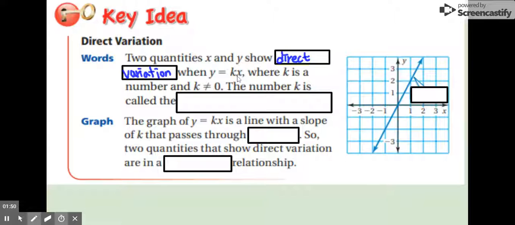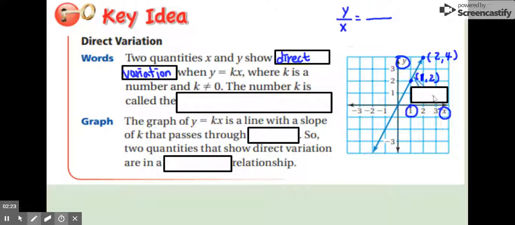When y is equal to kx, which means all of the points are proportional, for example, let's say we have 1 to 2 and we have 2 to 4. I said it the opposite way, but you have to read x first, right? X first. And I just compare all the x's and all the y's.